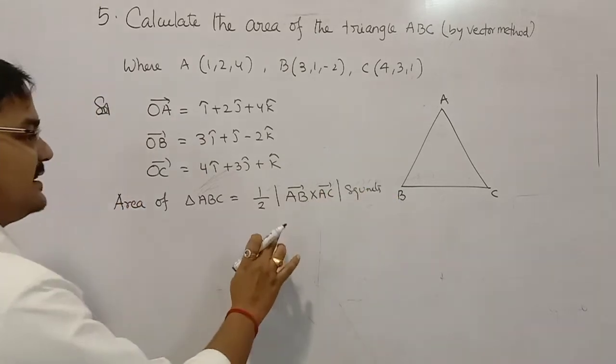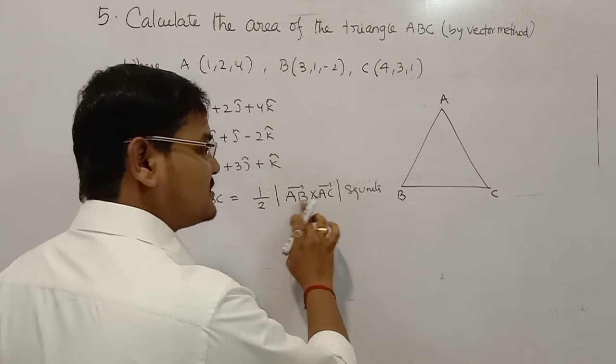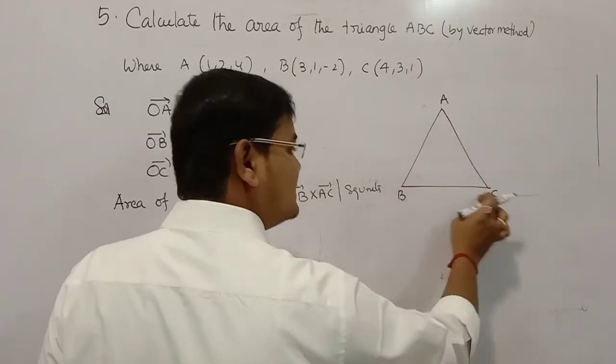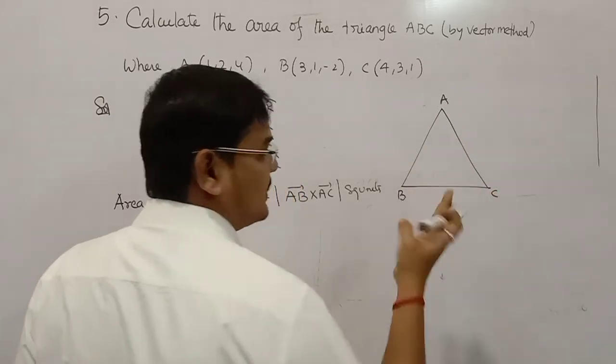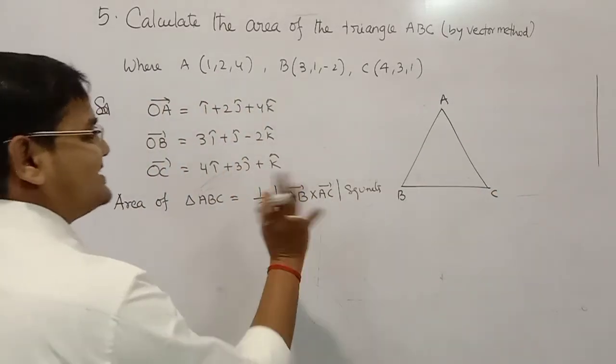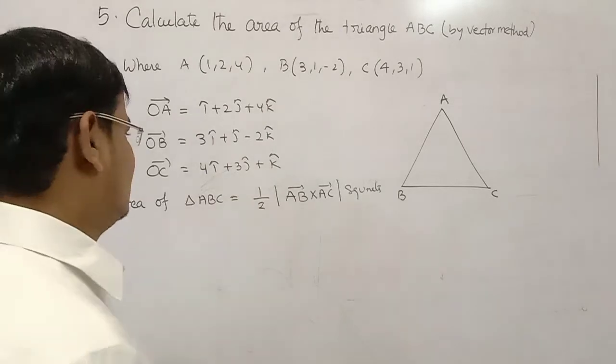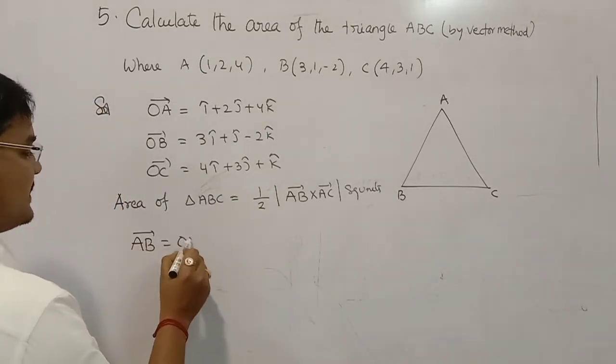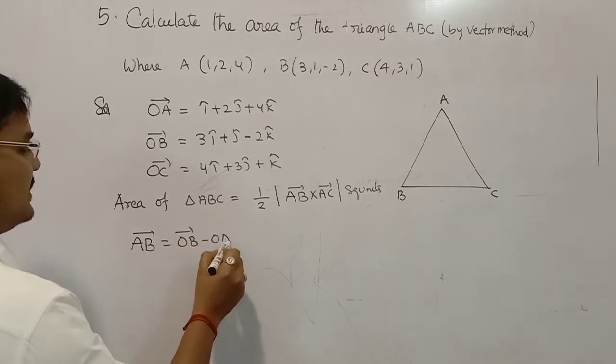See, here the important thing is, if you are starting with A, both must start with A. Means AB bar, AC bar, otherwise BA bar, BC bar, otherwise CA bar, CB bar. Any one you can find. But it is easy to find AB bar cross AC bar. So first of all find AB bar. What is the formula for AB bar? It is OB bar minus OA bar.